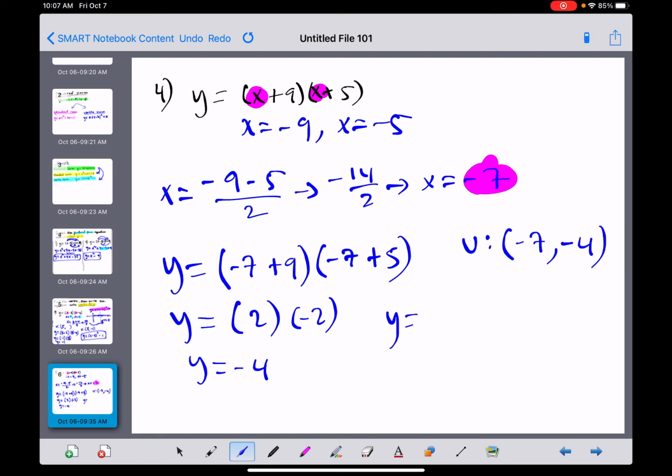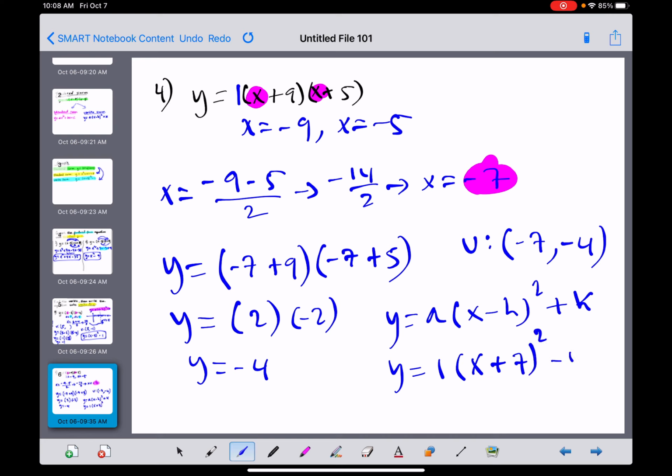Therefore, the final equation is, remember, a parenthesis x minus h squared plus k. So y is equal to a, and a is 1 from here. There's an invisible 1 there. And then x minus h, which is the opposite of negative 7, is plus 7, plus k, which is negative 4. But we're going to take away this 1 right there. And so this right here is my vertex form.